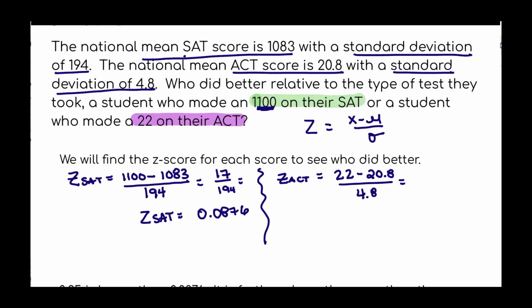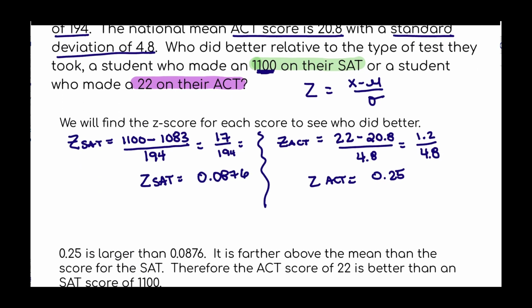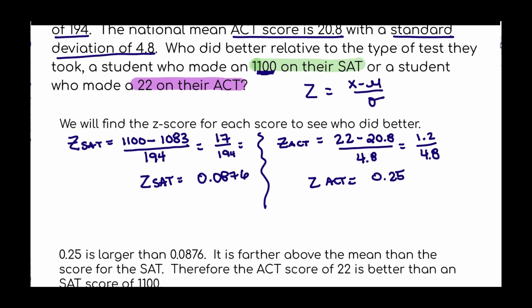If we do our subtraction on top first, make sure you do the full subtraction. We're going to do 22 minus 20.8, and we get 1.2 divided by 4.8. And when you do that, the z-score for the ACT becomes 0.25. All right, so you might be thinking, how does that help? Now they are converted to the same type of score.